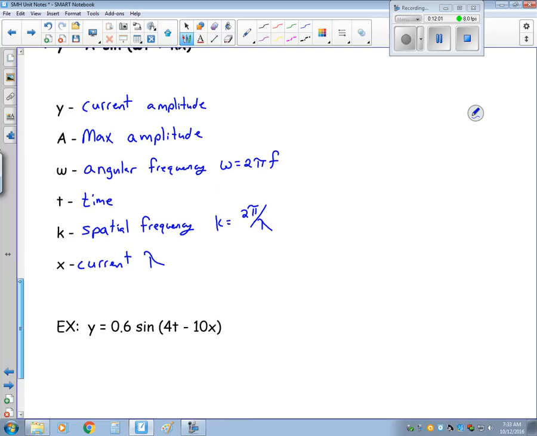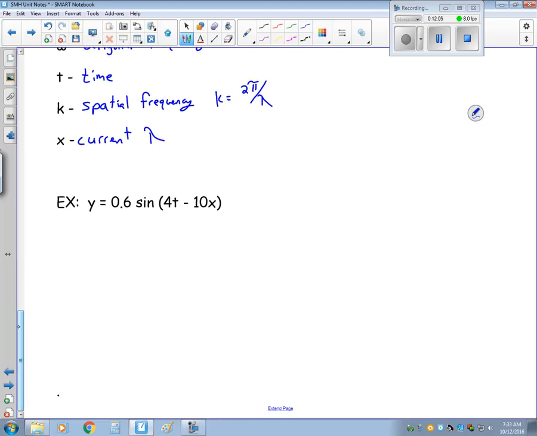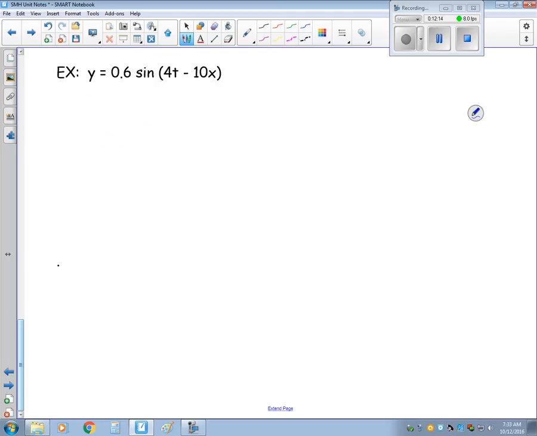So as an example, let's take a look at this formula right here. We got y equals 0.6 sine (4t minus 10x). So again, this is modeling some simple harmonic motion, and we want to pull all the information we can from it. So first off, I can get the amplitude. The maximum amplitude is 0.6 meters, or 60 centimeters. So this thing was originally displaced from equilibrium by 60 centimeters. And this could be a mass spring oscillator or a pendulum oscillator. It doesn't matter. It'll work for both.